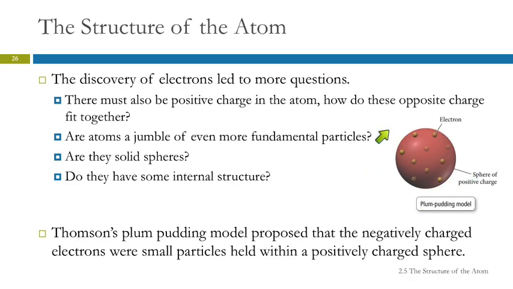So this is like a blueberry muffin, where this red part here, which is the positive charge area, would be like the muffin part, and the electrons would be like the blueberries. Okay, so the blueberries are just kind of randomly distributed through the muffin. The electrons are just sort of randomly distributed. You got to start somewhere. So this was his idea, and then he tested it.